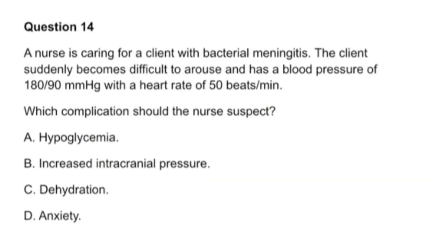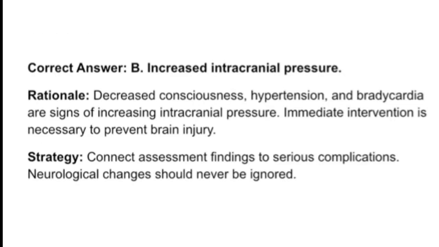Question 14. A nurse is caring for a client with bacterial meningitis. The client suddenly becomes difficult to arouse and has a blood pressure of 180/90 mmHg with a heart rate of 50 beats/min. Which complication should the nurse suspect? A. Hypoglycemia. B. Increased intracranial pressure. C. Dehydration. D. Anxiety. Correct answer: B. Increased intracranial pressure.